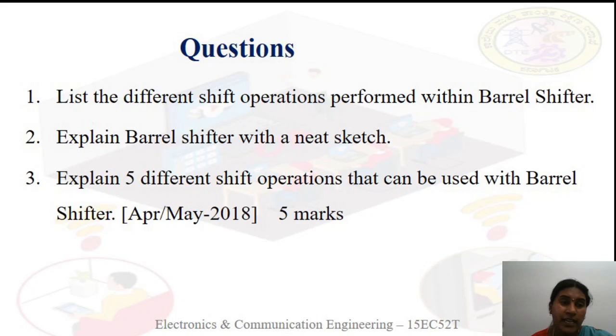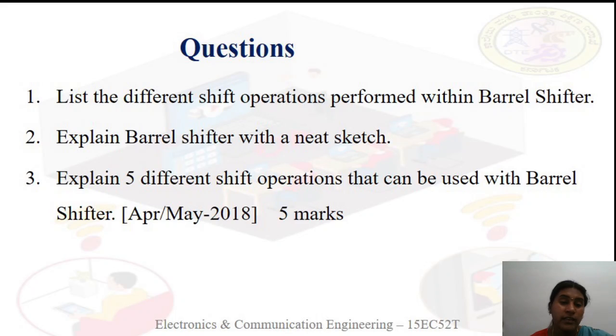If they ask for 5 marks, you just write the shifting operations, that is LSL, LSR, ASR, ROR and RRX. That is enough. But if they ask the same question for 10 marks, you write one sentence and one example for each. The second question will be: explain barrel shifter with a neat sketch. Neat sketch means you have to draw that diagram.